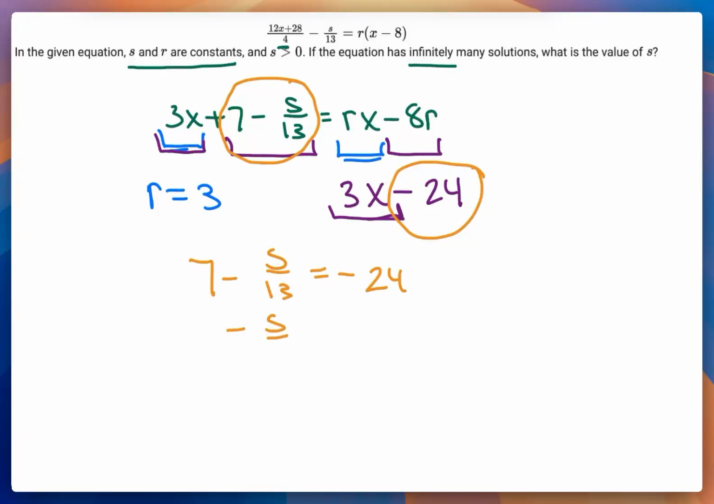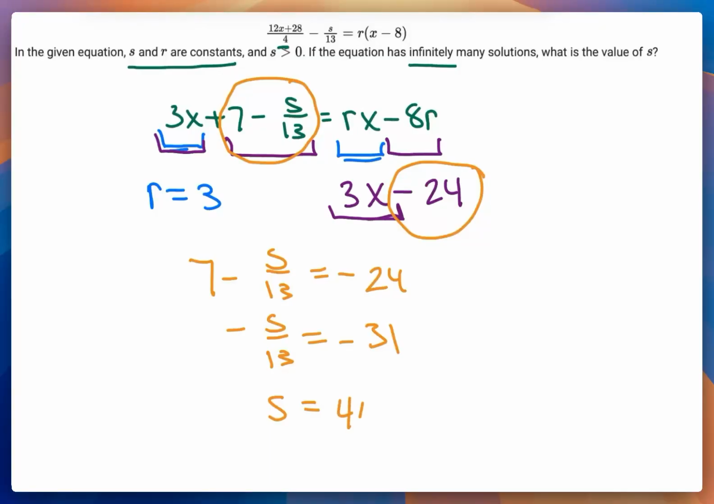And you could solve this on Desmos, but we can also subtract 7 from both sides. So we'll get negative 31. And then you can multiply both sides by negative 13. And let's see what it gives us. And don't worry, you can also punch that into Desmos. But if you ever use Desmos to solve an equation, just remember that it's going to have to have a variable of x if you do that. So keep that in mind.